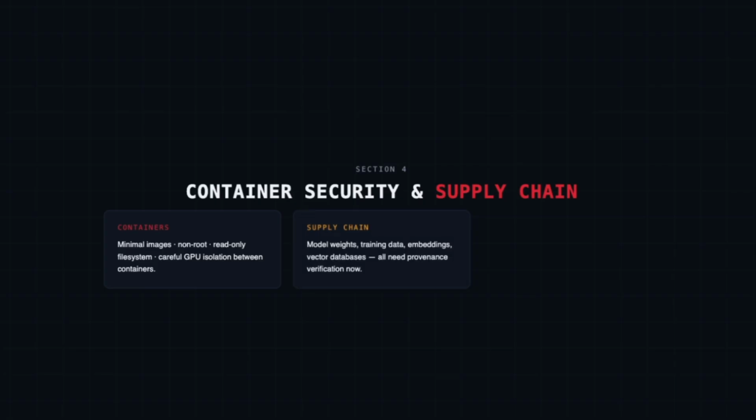Your supply chain is bigger than you used to think about. It's not just code dependencies anymore. Model weights, training data sets, embedding models, vector databases, every one of them needs provenance, verification, and ongoing vulnerability monitoring. The same way you would treat any other dependencies.